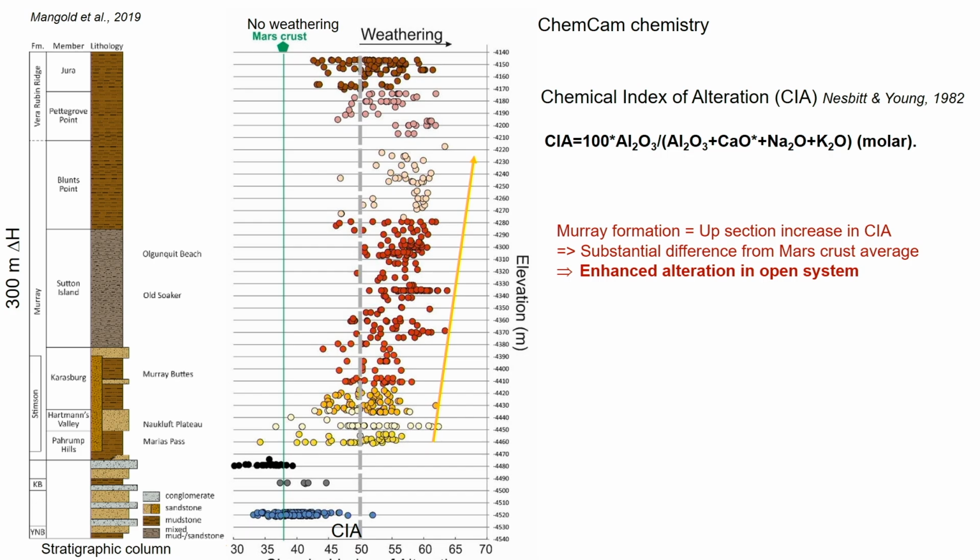And what is interesting is that we have been able to analyze a lot of rocks. So all the circles here correspond to an average of one observation from ChemCam. It's one rock, one bulk chemistry of one rock. It's a CIA index, which has nothing to do with the CIA in the USA. It's the ratio between aluminium and these cations, calcium, sodium, and potassium.